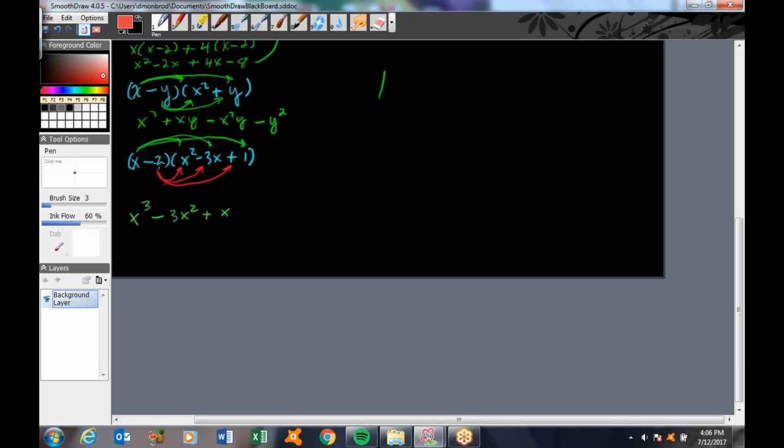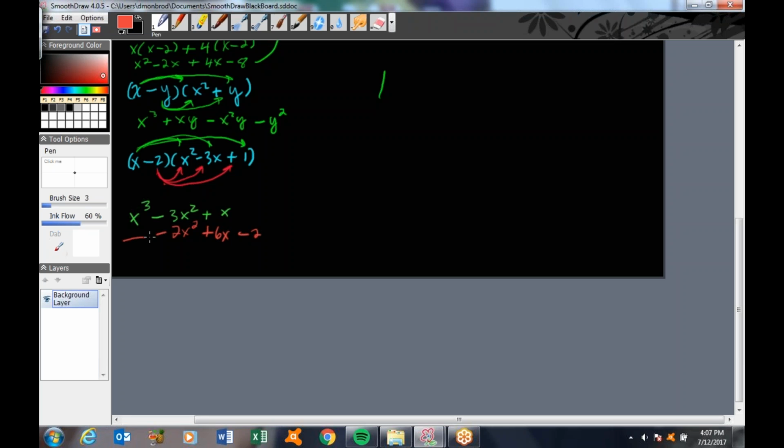Negative 2 times, treat that as a negative 2 times an x squared, minus 2x squared. Notice where I put it. Paired it up with this one right underneath it. Next one, negative 2 times a negative 3x is a plus 6x. It fits underneath this one because it's the same type of term. So I'm lining up the like terms whenever possible. Then I have negative 2 times 1, which is just a minus 2. I'll write it out here.